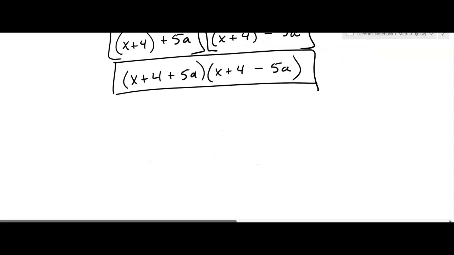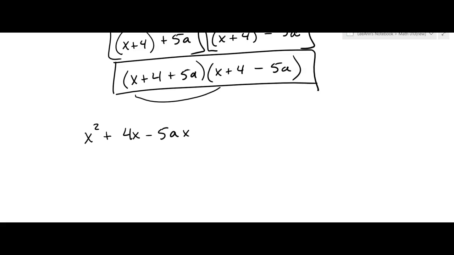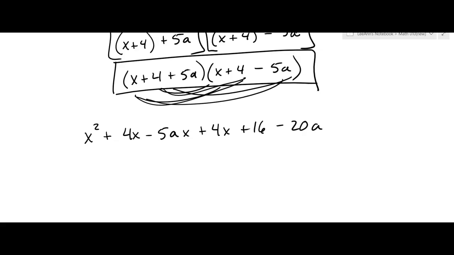a trinomial. But you would take x times each of them. So you'd have x squared plus 4x minus 5ax. And then you'd take 4 times each of them. 4x plus 16 minus 20a. So I'm doing this and this. I already did those. Too many arches going there. And then finally I'd have to take the 5a times x. So that'd be 5ax. I'm running out of room. 5a times 4, which is 20a. And then 5a times the negative 5a, which would be negative 25a squared.